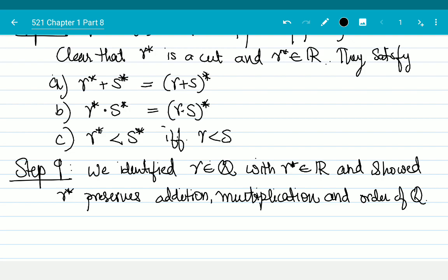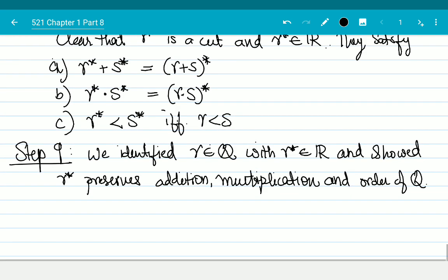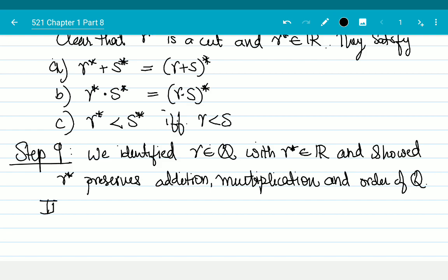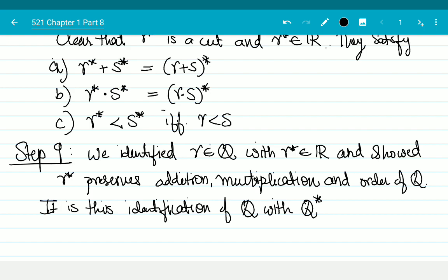We can say that these elements Q star are not exactly the elements of R, but it is this identification of Q with Q star, which is all elements r star, which allows us to regard Q as a subfield of R.